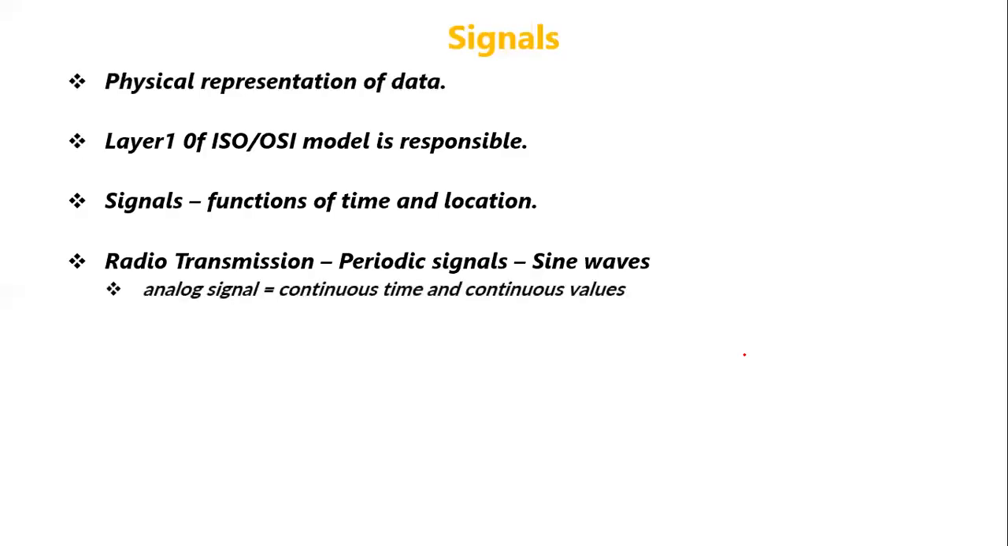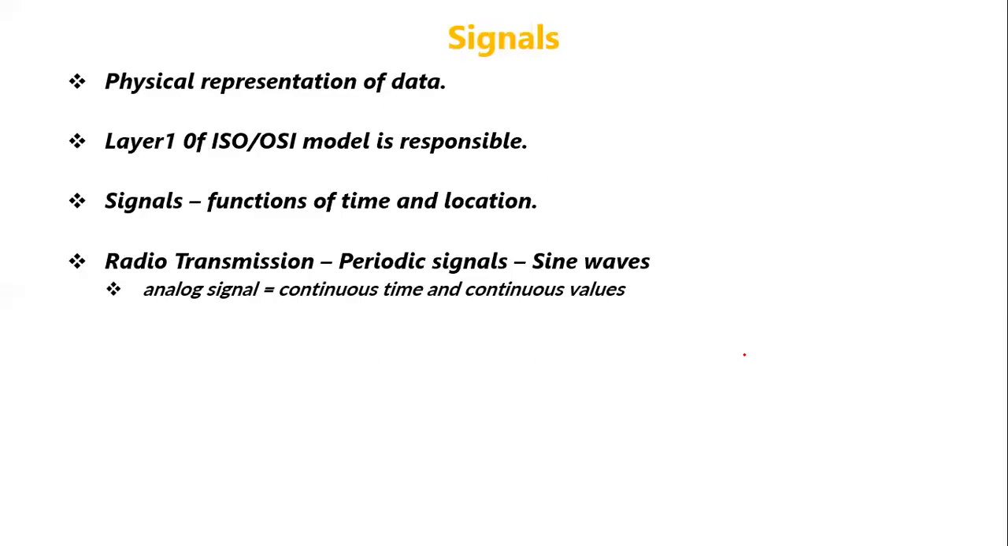Typically the radio transmission signals are periodic signals. That is, they are normally a sine wave. It looks like a sine wave. Analog signals are continuous in nature. That is, they are continuous in time and their values are also continuous.